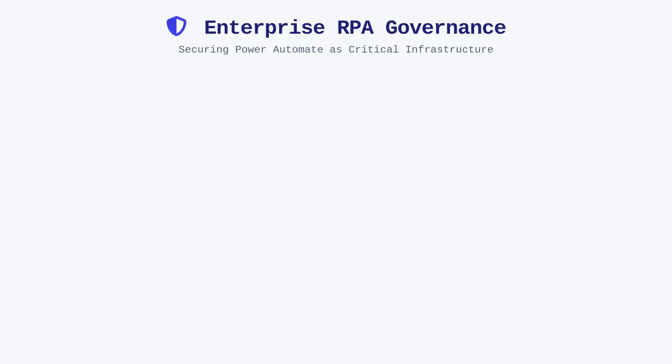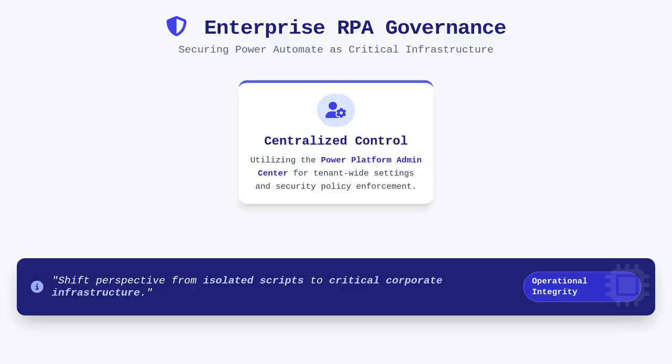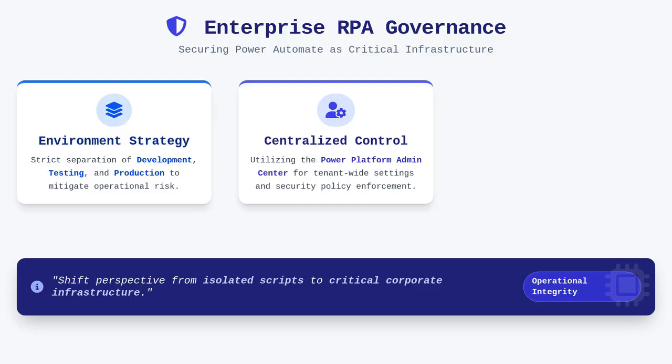When deploying Power Automate, you must view the platform not as a collection of isolated scripts, but as a critical infrastructure component subject to corporate security policies. The primary mechanism for enforcing these boundaries is the Power Platform Admin Center, where administrators exert control over tenant-wide settings and environment strategies. Establishing clear separation between development, testing, and production environments is the first step toward mitigating risk.